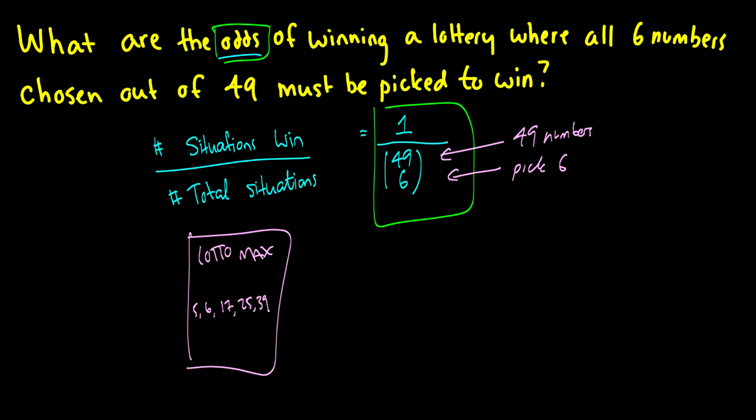So the order doesn't matter because it's going to be listed chronologically anyway. If the permutation had to be perfect, there would be a lot less winners. In fact, in this scenario, if the permutation mattered, your chance would decrease by a magnitude of 6 factorial, where permutation was important.